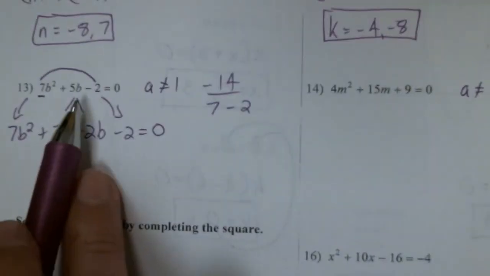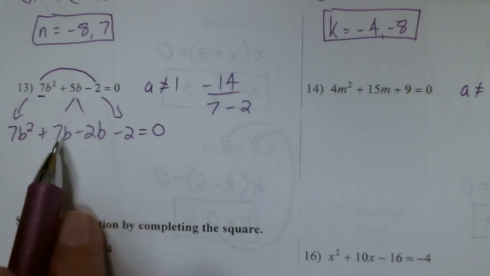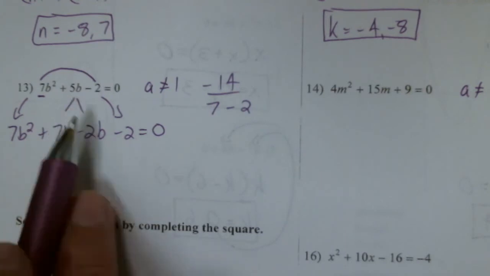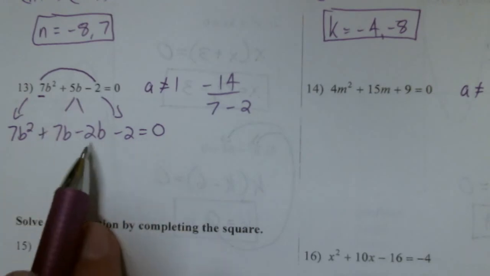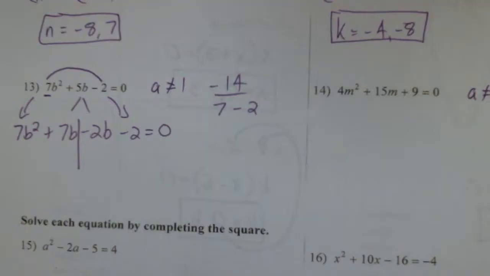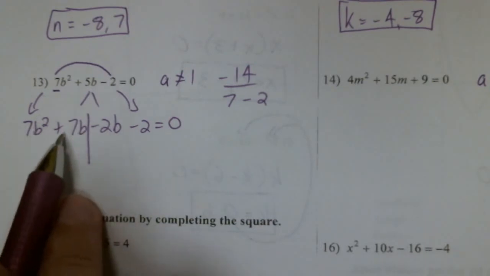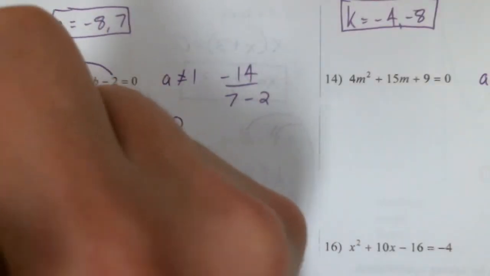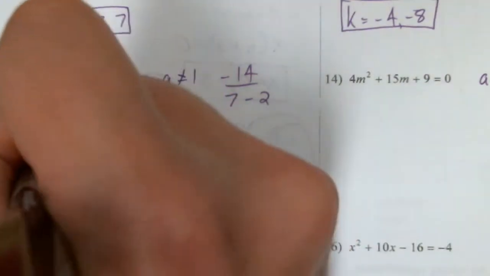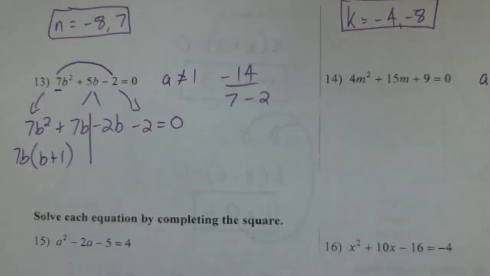So look at what we've done. We've taken 5 and separated it into 7 minus 2. It's still 5, but now I've taken 3 terms and forced it to become 4 terms so that I can do the curtain. I can do the grouping. What is my GCF on the left? They both have a 7b in common, so I'll factor out a 7b. That will leave me with b plus 1.